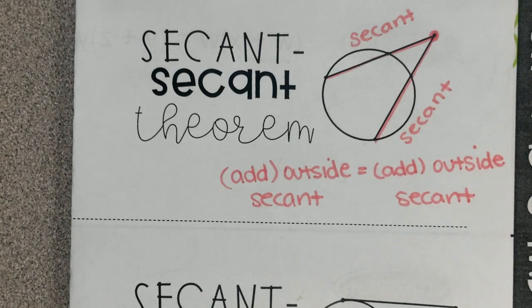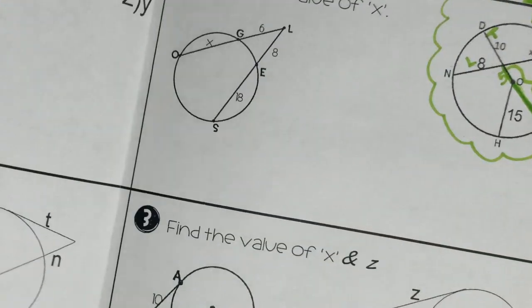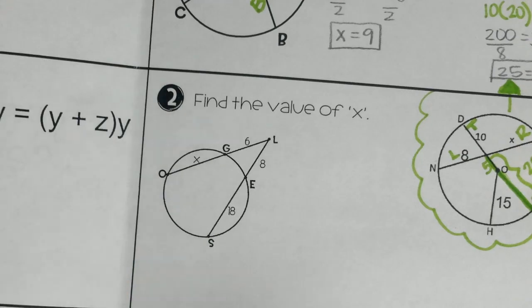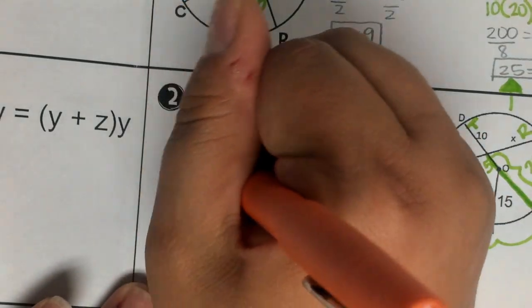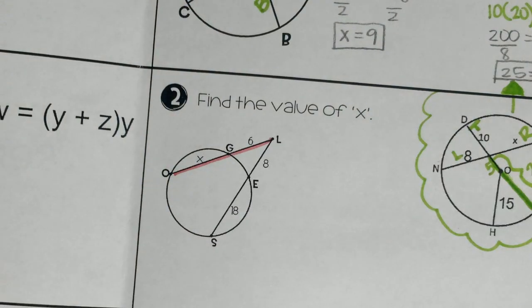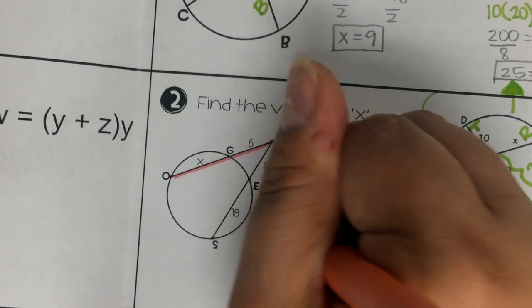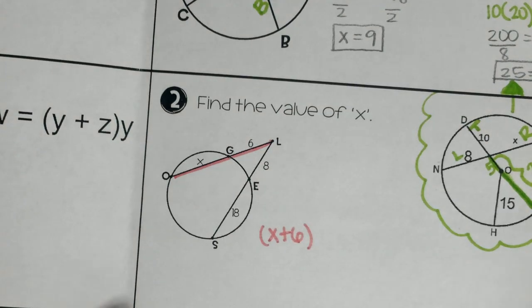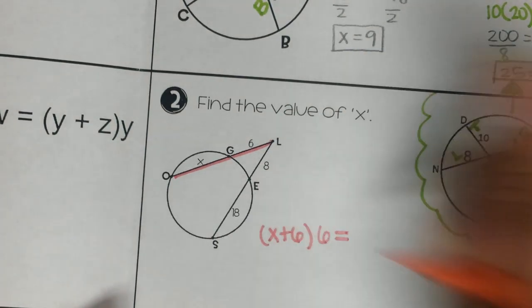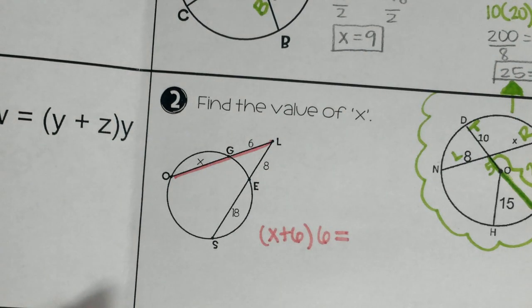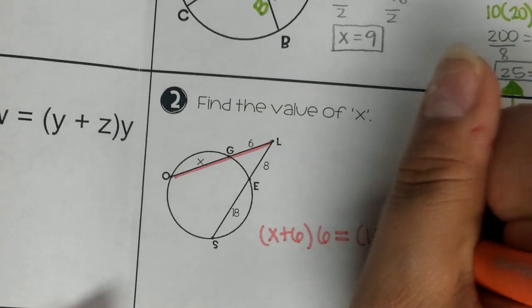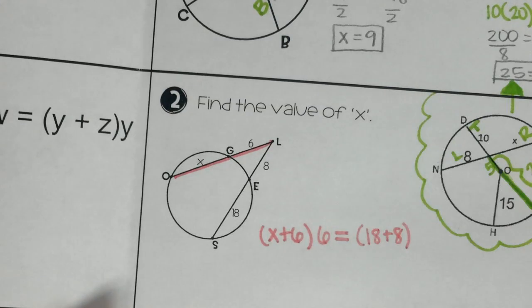Can we do an example now? Okay, open up. What happens when I add these together? Be careful. Add them together. 6x times 6. Be careful. Add them together. X plus 6. What's the outside? 6. Equals 18 plus 8. What's the outside? 8.